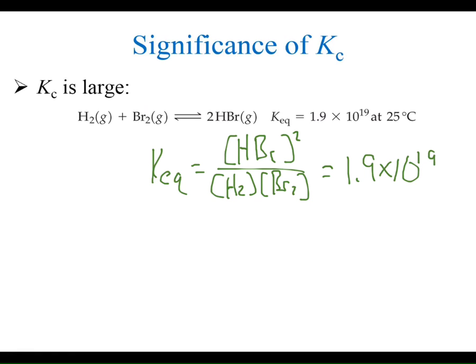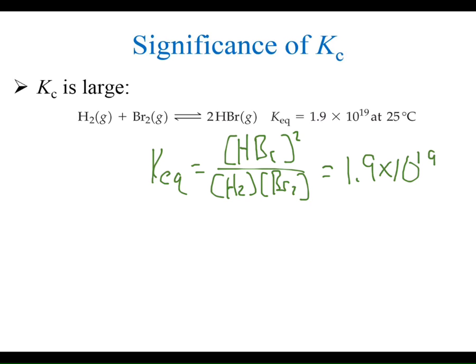So if that number is 1.9 times 10 to the 19th, that is a huge number, right? That's a big number. So what does that tell you? Is there mostly products or mostly reactants? Which number has to be big? Is the top number really big or is the bottom number really big? The top has to be really big, right?